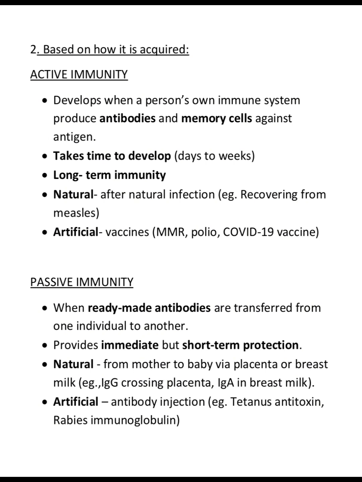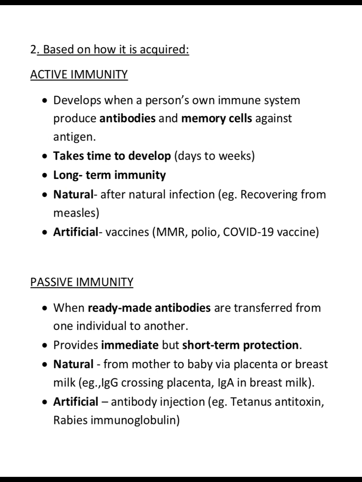Natural active immunity is developed naturally after being exposed to a pathogen. For example, you get infected with measles and you recover. Your body now has memory cells against measles. Artificial active immunity is developed after deliberate exposure to a weakened or dead pathogen through vaccination. For example, MMR vaccine for measles, mumps and rubella, polio vaccine or COVID-19 vaccine.